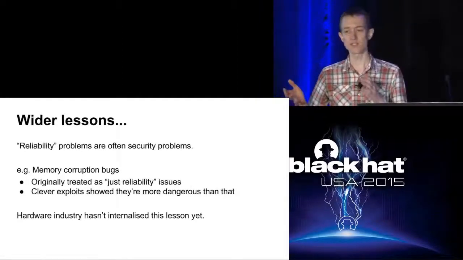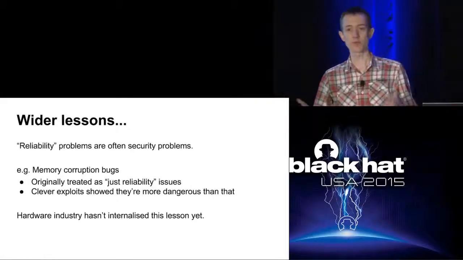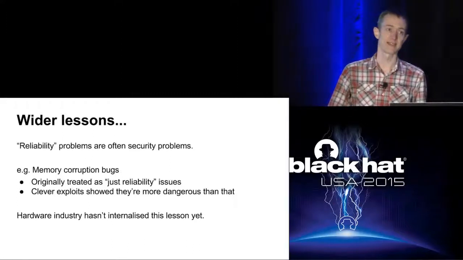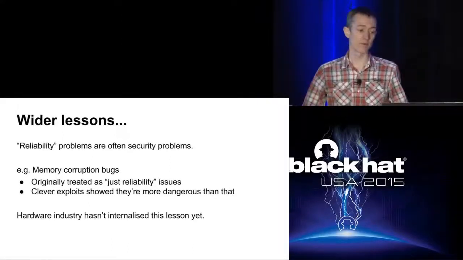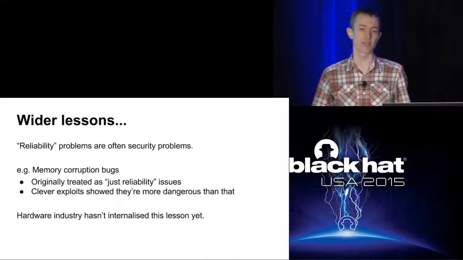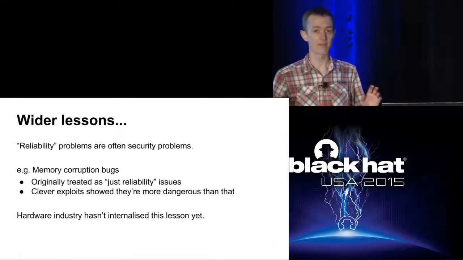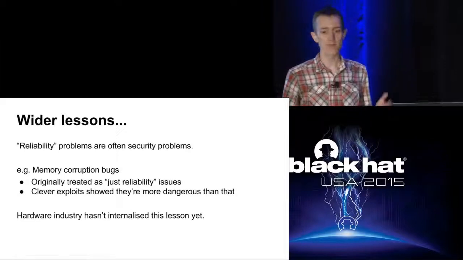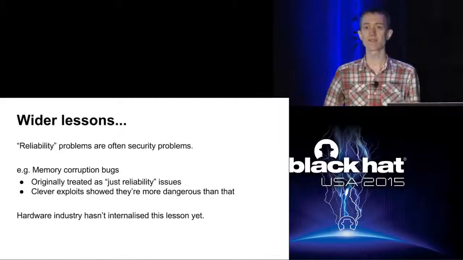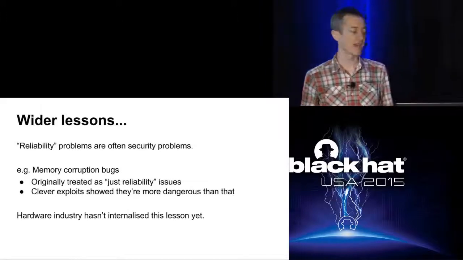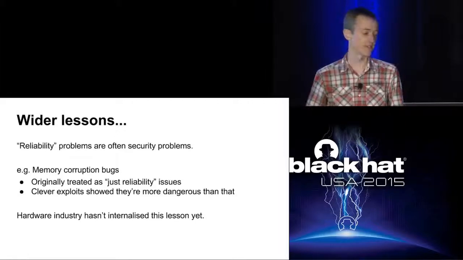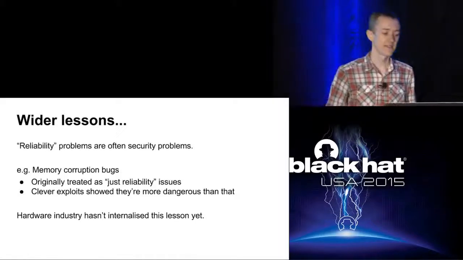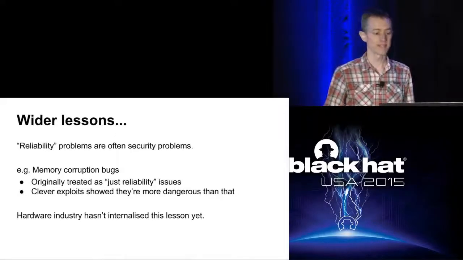But this talk isn't just about one bug. It's also about the connection between reliability and security. So in the past, for example, memory corruption bugs and crashes were often treated as being just reliability issues. But people started coming up with increasingly clever ways to exploit those bugs. So the software industry has gradually been realizing that these bugs aren't just reliability issues, they're more dangerous than that. So the software industry has been learning this lesson.